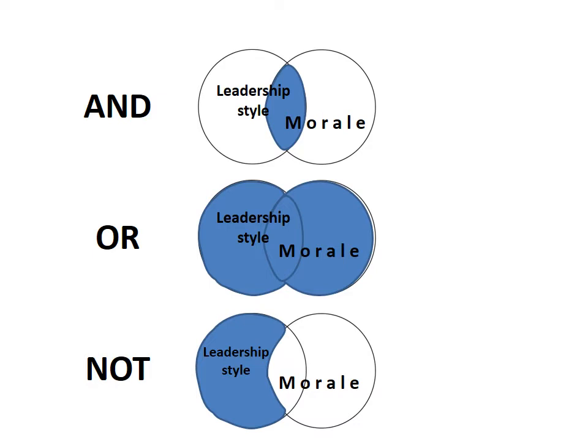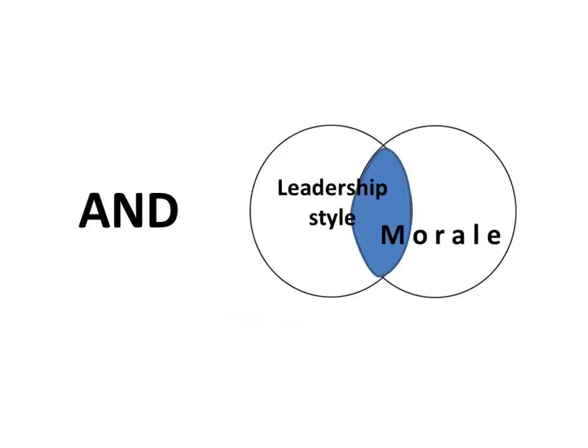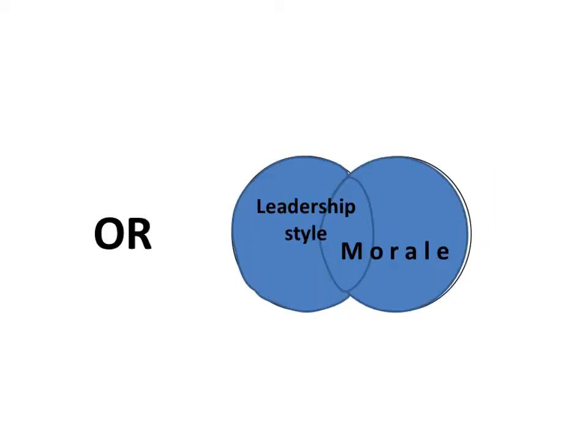Each Boolean operator has a specific function which can best be illustrated using what are called Venn diagrams. If, in the library's databases, you were to type in a search for leadership style and morale, the database would pull up articles that contain both the terms leadership style and morale, not just one or the other, but both.